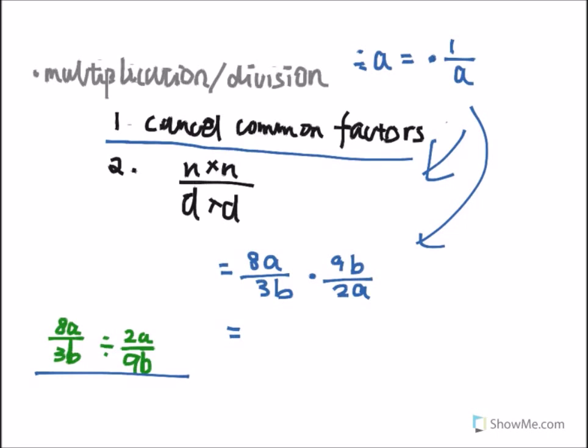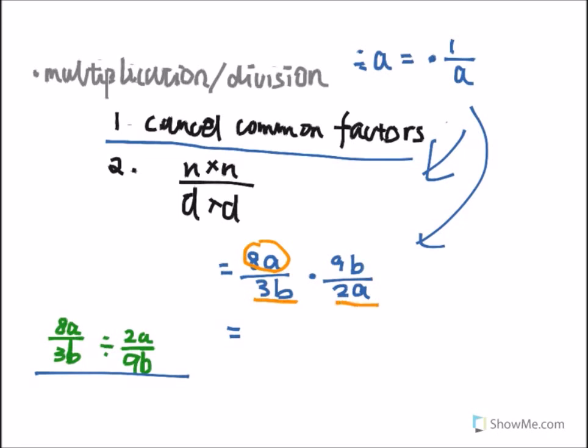When you're canceling common factors, you need to be aware that you always cancel the numerator with the denominator. You can't cancel out the numerator with the numerator or the denominator with the denominator, otherwise the value of the fraction would change. Okay, so first of all, let's look at this term, 8a, and this denominator, 3b. They don't have any common factor.